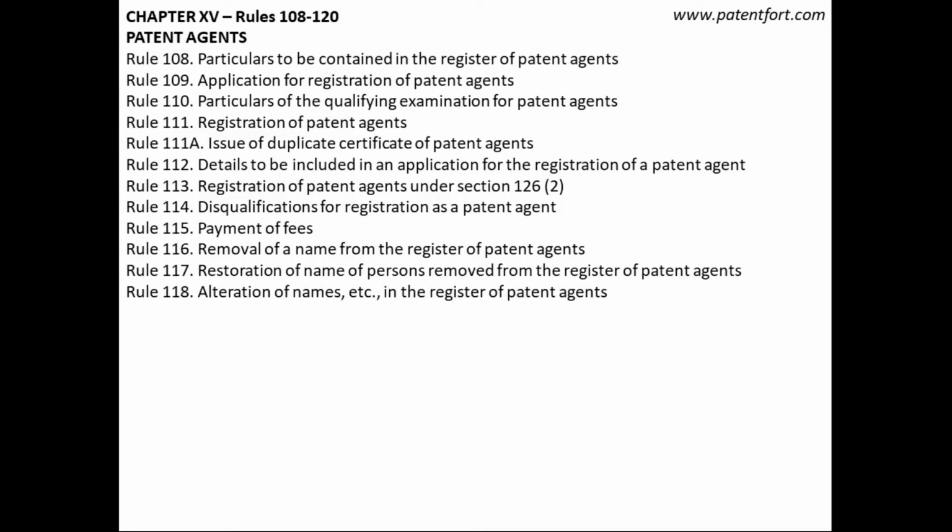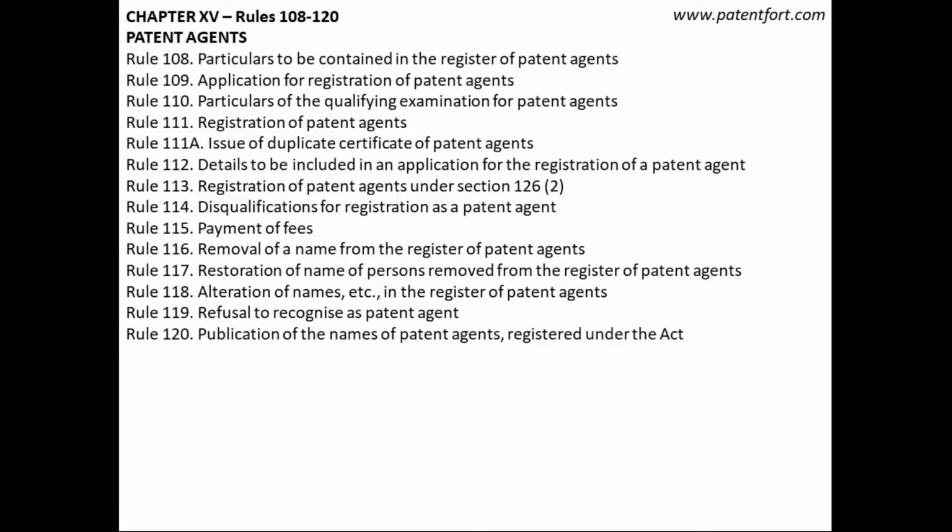Rule 118, Alteration of name etc. in the register of patent agents. Rule 119, Refusal to recognize as patent agent. Rule 120, Publication of the names of patent agents registered under the Act.